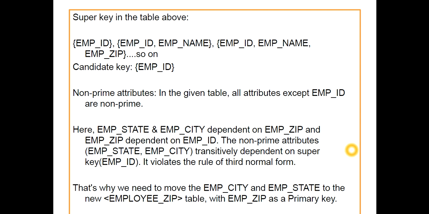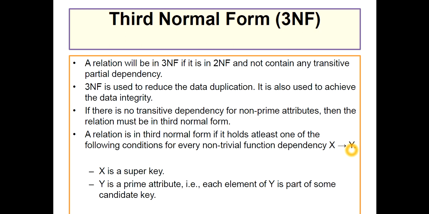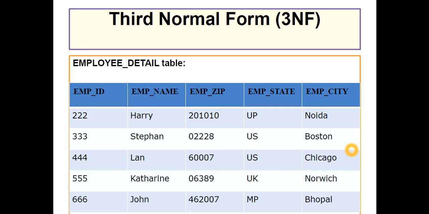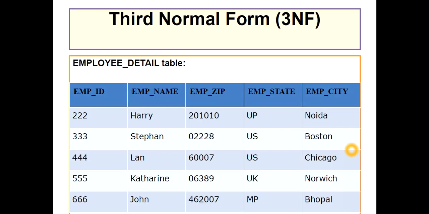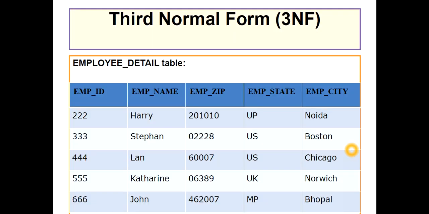Now, employee state and employee city are dependent on employee zip, and employee zip is dependent on employee ID. Employee state and employee city, and our employee zip, they are dependent on what? They are dependent on employee ID. But you know, employee zip is also dependent on employee ID.